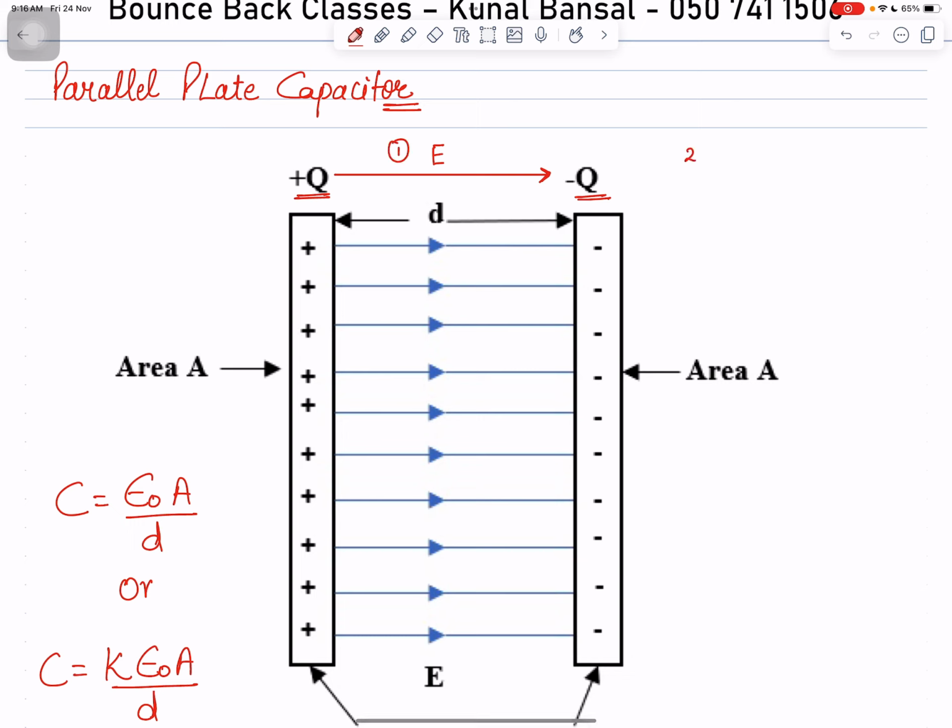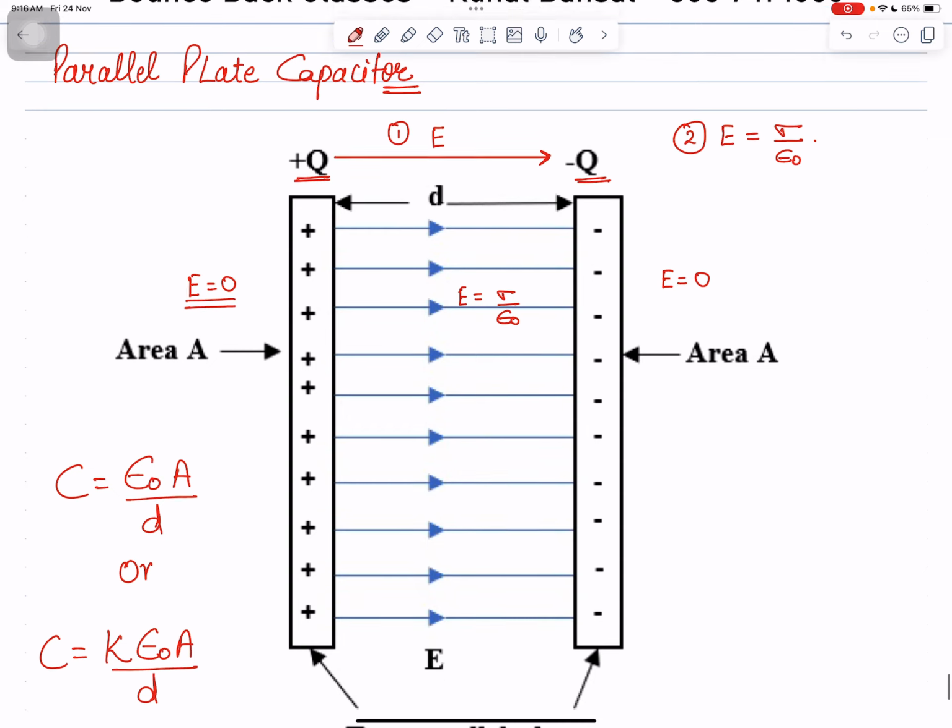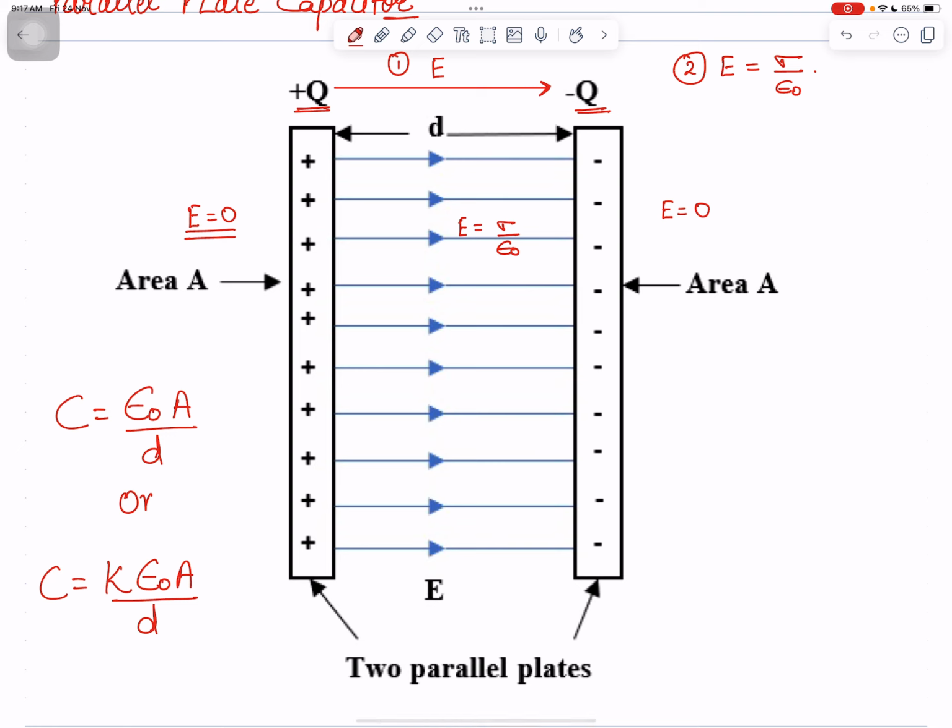Second point, what is the value of the electric field inside, in between the 2 parallel plates? It is equal to sigma by epsilon naught. Here is your electric field, and the value is sigma by epsilon naught. What is the value here, outside? E is equal to 0. Here E is equal to 0. Clear, guys?